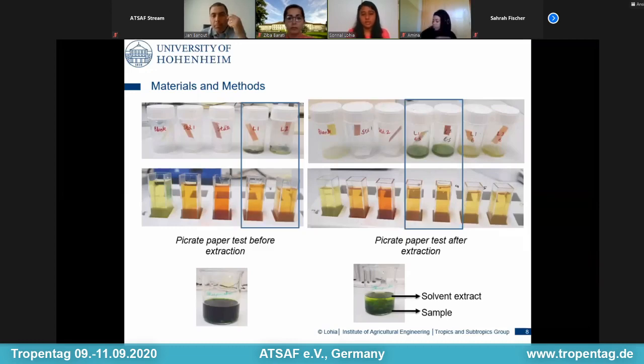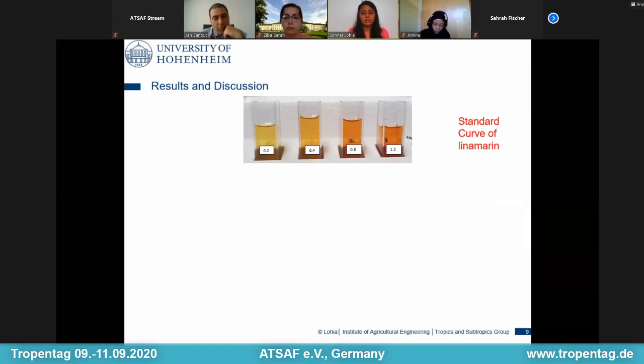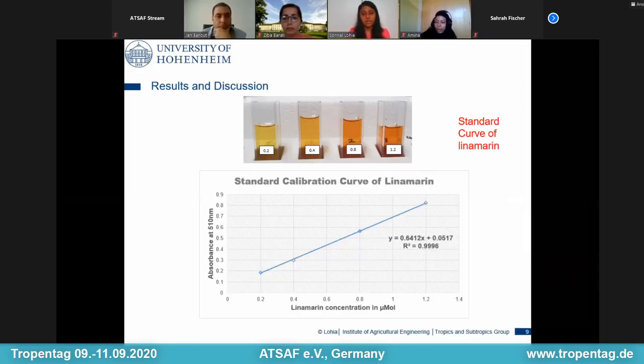Finally, for obtaining the extraction efficiency, a picrate paper test was performed before and after extraction, through which the cyanide content of the samples was calculated, and finally the extraction efficiency was obtained. To begin with the results, initially a standard curve of linamarin was developed between the absorbance at 510 nanometer in the spectrophotometer and the linamarin concentration in micromole, which resulted in an R square value of 0.9996.